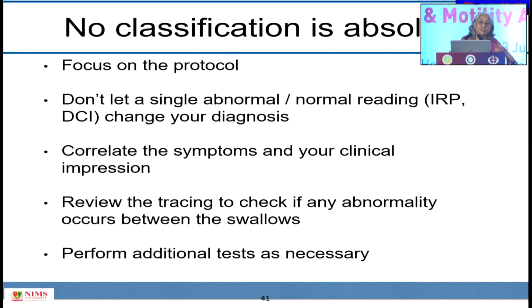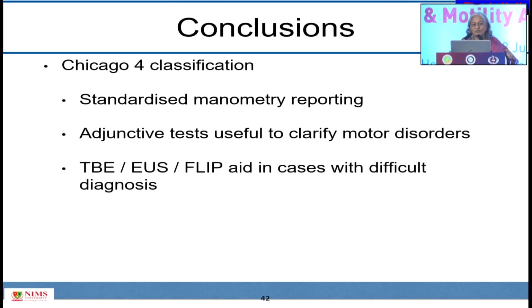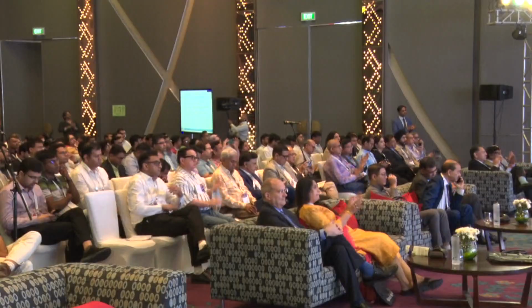Currently, standard of care is definitely Chicago 4, but don't look at only those 10 swallows, because before you make a diagnosis, don't let a single abnormal value change your diagnosis. Correlate the symptoms, look at the clinical impression, and perform additional tests as necessary. Additional tests are not your weakness, but tell you that there can be additional work that needs to be done on this patient. It is, of course, a standardized manometry reporting, and you can use other tests, as I mentioned. Thank you very much for this opportunity.